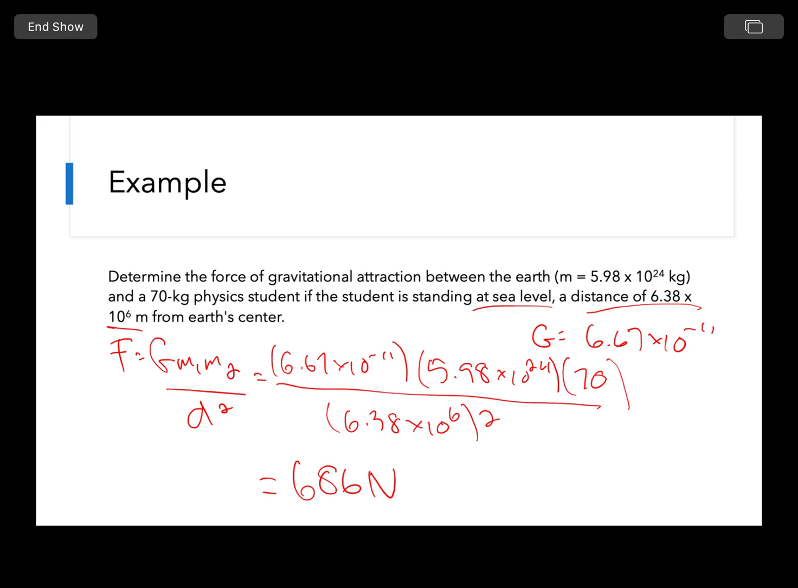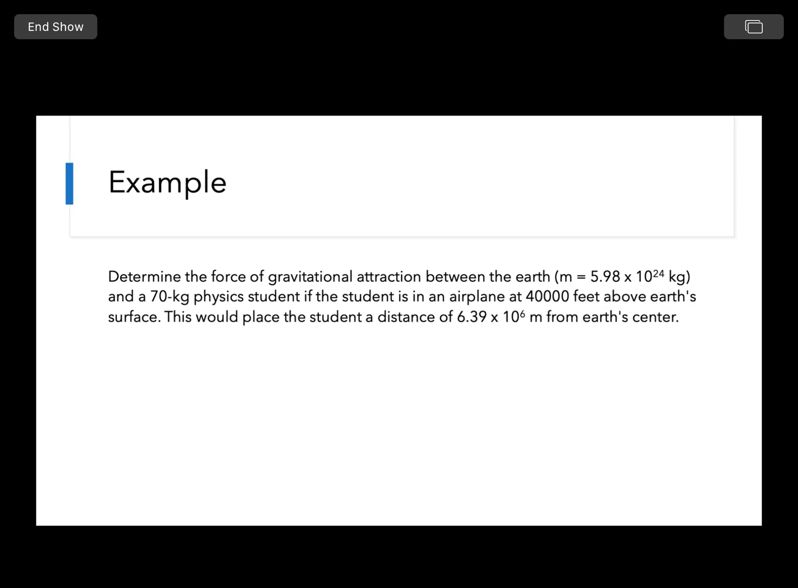Okay. Now I want you to try the next example. I want you to pause. Try out that next example using the same equation, almost the same values, except for one slight thing. This distance is slightly different. Please pause and we will find that force of gravity after the pause. All right, so if you punch everything in, you should get about 684 newtons, which is 2 newtons off from the other one. So the distance does have a bit of an effect. Yes, this means if you're standing on a mountain, you actually experience less gravity.